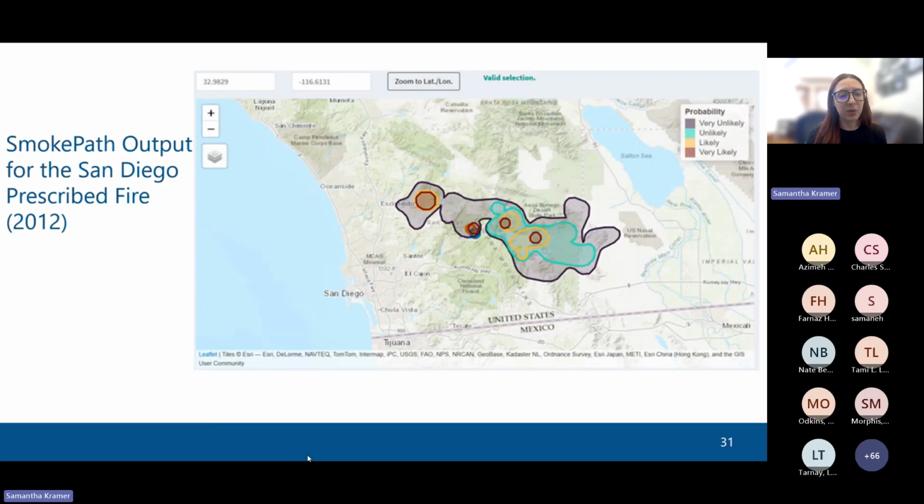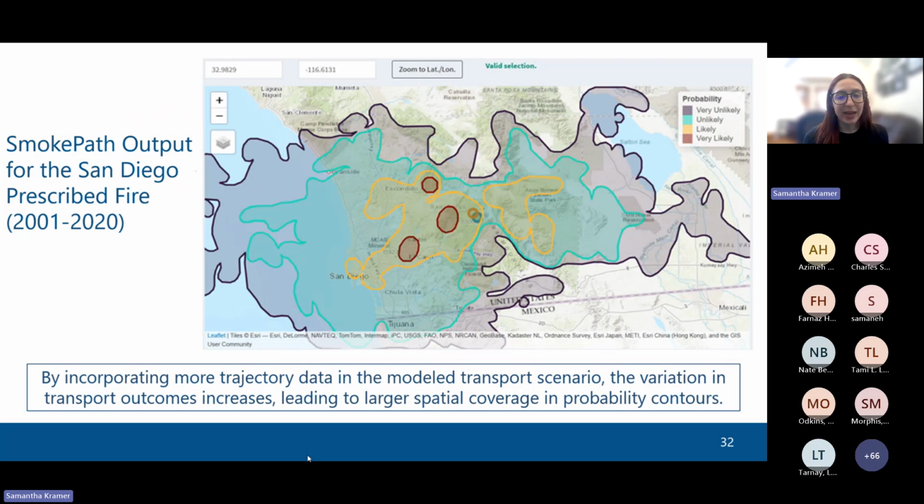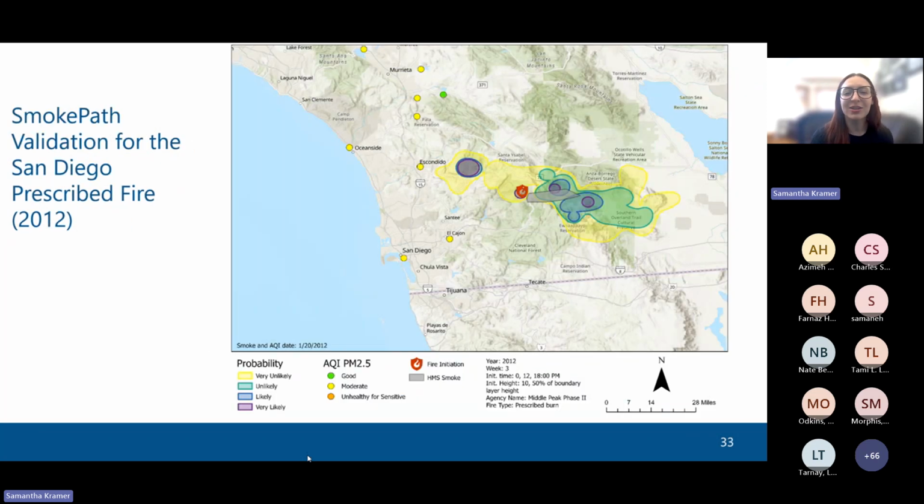All right, so here's what we look at for 2012. In this case, you can see that the smoke actually moves eastward in the 2012 case. However, if you look at all years, we have a lot of westward movement. These seem to contradict themselves, do they not? So if we actually look at the HMS smoke plume, again, with prescribed fires, it is really hard to get a good visual of what that smoke looked like historically.